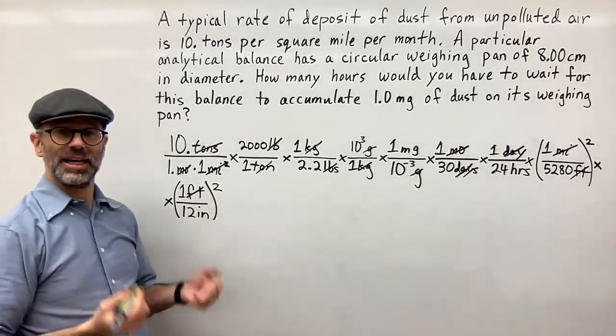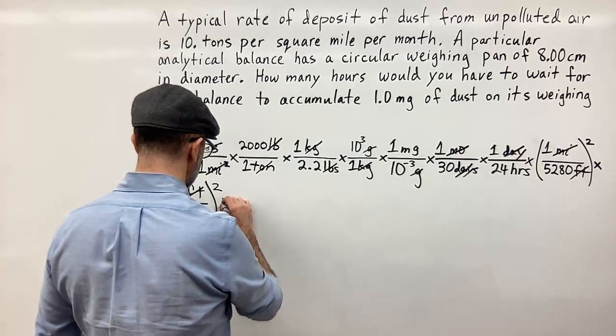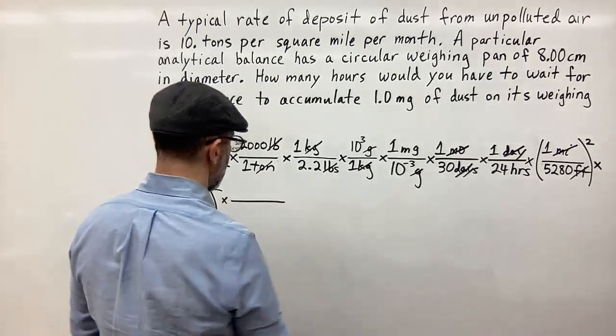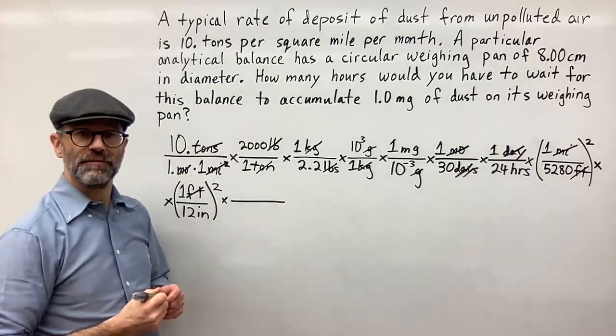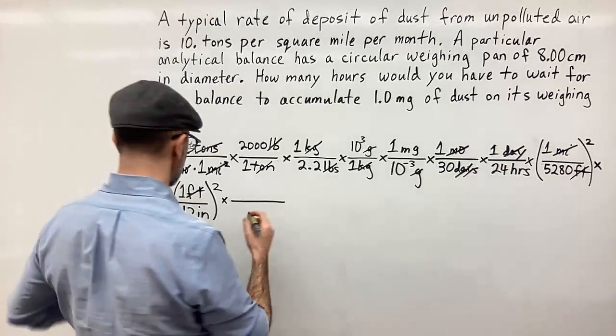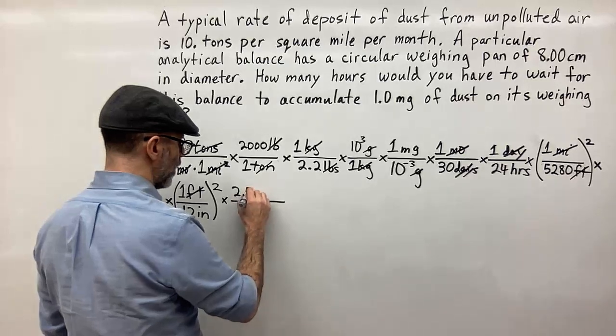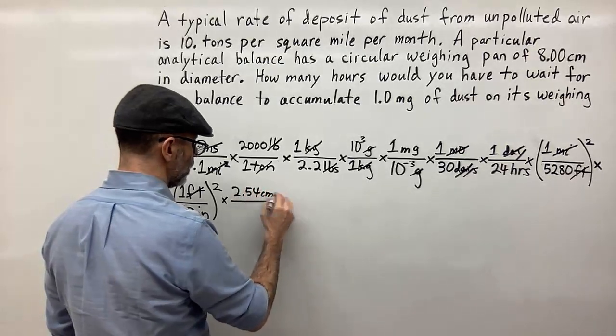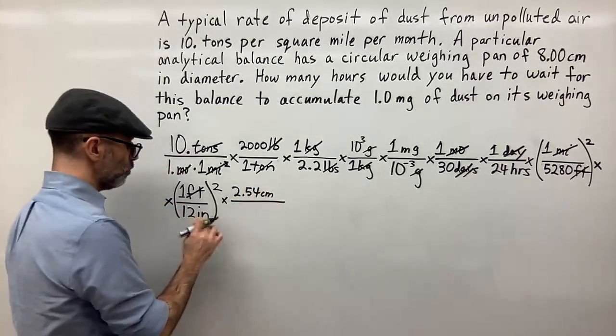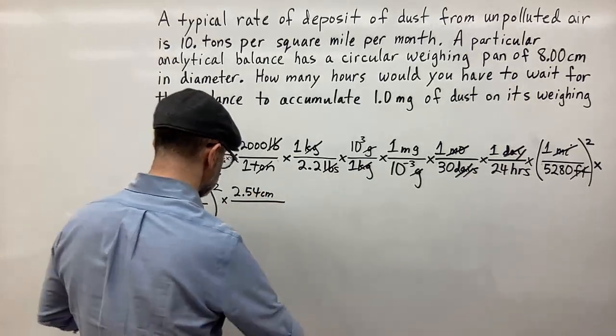So I need to get to centimeters squared. So one more conversion. I know that 1 inch is equal to 2.54 centimeters. So inches on the bottom here, so I'm going to put 2.54 centimeters on the top.